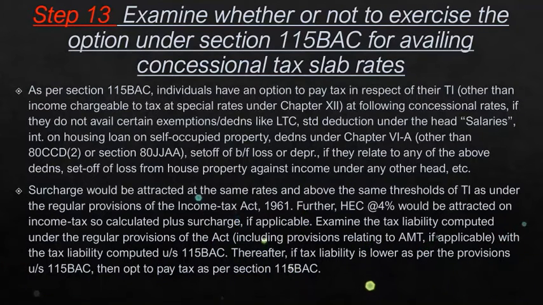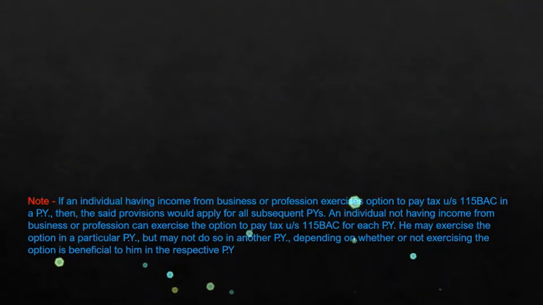deductions under Chapter 6A, other than 80CCD(2) or Section 80JJAA, set off of brought forward loss or depreciation, if they relate to any of the above deductions, set off of loss from house property against income under any other head, etc. Total income tax rate: 1. Up to 2.5 lakh: nil.